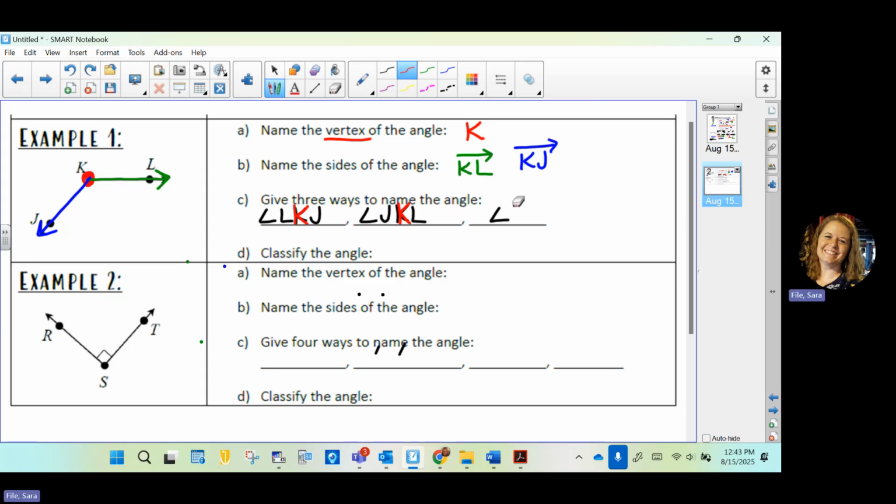I can name it with one letter, right? Okay. Those are all correct ways to name that angle. What size angle is that? How would you classify the angle? Obtuse. It is bigger than 90 degrees. It's more than a right angle.